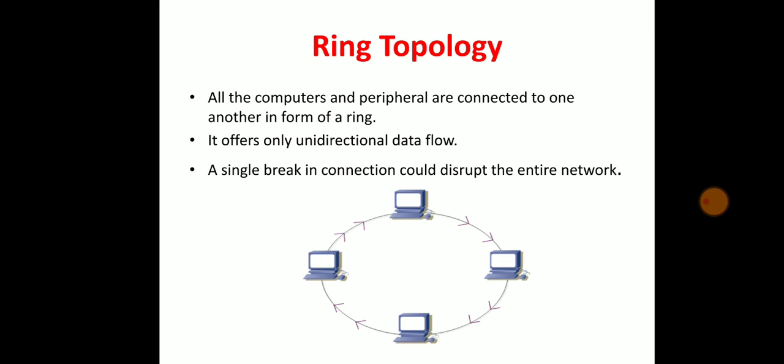Ring topology. All the computers and the peripherals are connected to one another in the form of a ring. It offers only unidirectional data flow. A single break in connection could disturb the entire network. We can see that this is a type of ring where all the computers are connected to each other, and it is unidirectional, meaning that data can be sent and received in only one direction. So this is a slow data communication, data sharing process. And if any one system crashes or breaks down, then the whole network will be disturbed.